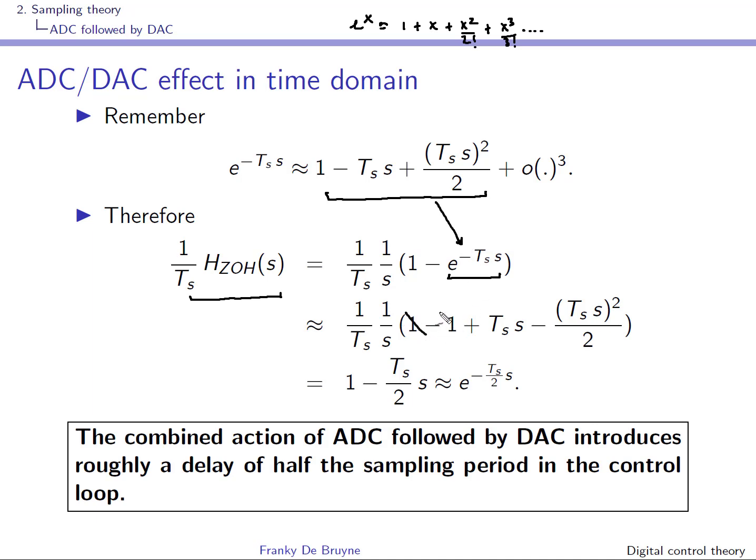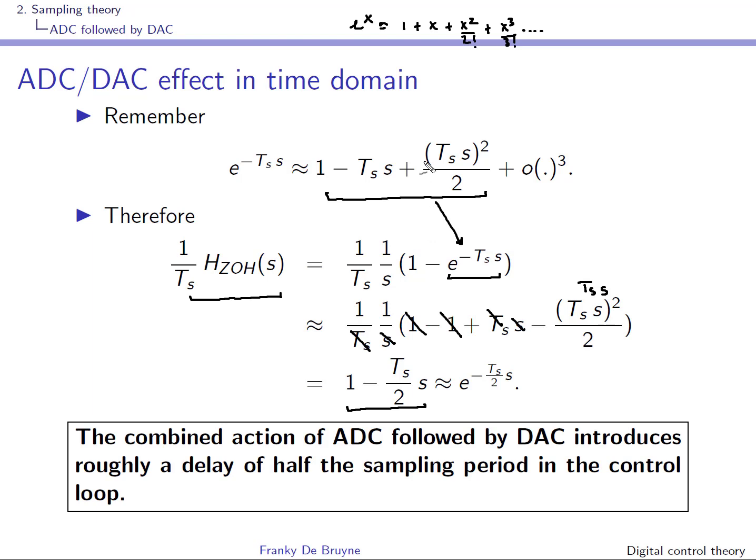The 1 and the minus 1 disappear. You have a Ts here and a Ts here. This one will cancel out, this one will cancel out. Here we have a Ts squared, so we have a Ts that is left, right? Also you have a cancellation of the 1 over s with this one. Here you have an s squared, so this leaves you with s, right? So this overall effect of the analog to digital conversion followed by digital to analog conversion can be approximated as follows.